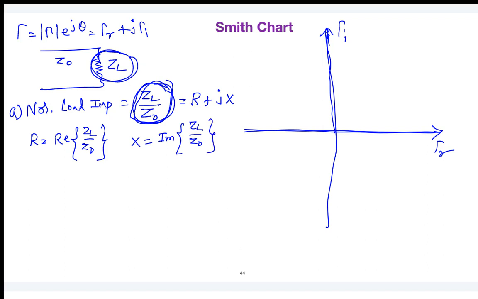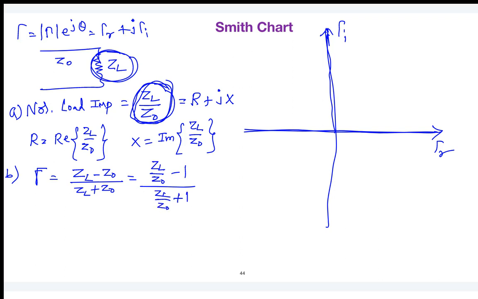Having said that, we know what a reflection coefficient is, right? The reflection coefficient is equal to (ZL minus Z0) by (ZL plus Z0). And you can divide both numerator and denominator by Z0. So what you are going to get is (ZL by Z0 minus 1) by (ZL by Z0 plus 1).